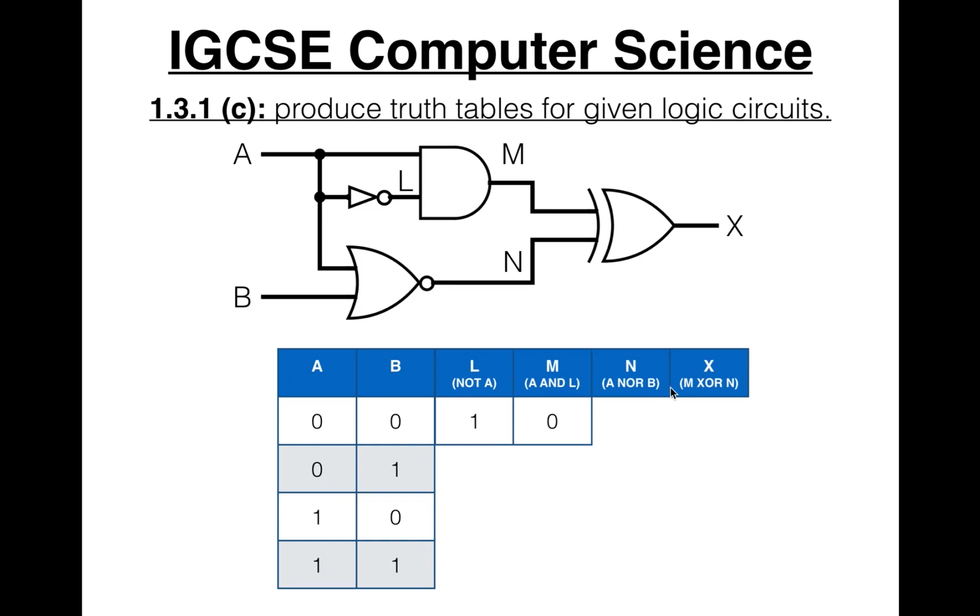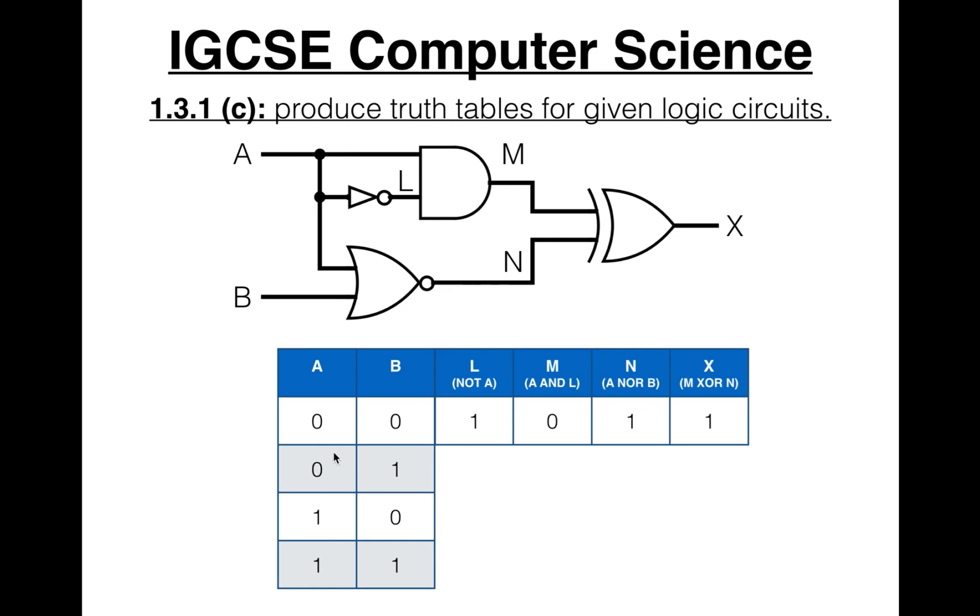N is A NOR B, so that would be 1, because it can only be 1 if both of these are 0. If any of these were to be 1, or even both of them were to be 1, then this would be 0. That's what I meant to say. And of course the output, which is M OR N, we just take a look at these, and it looks like the output will be 1.